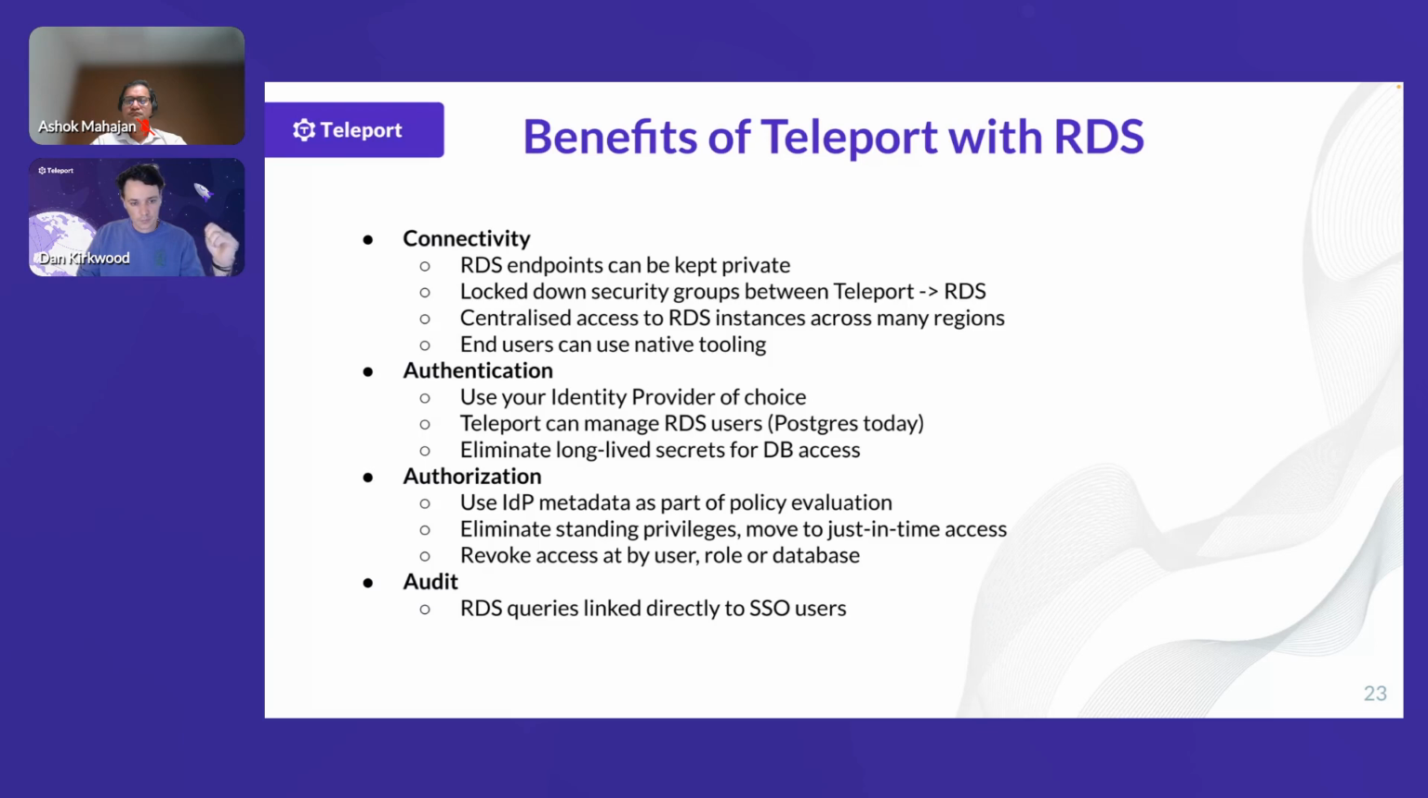For authentication, you can link a user from your identity provider of choice through to a set of database permissions very, very easily. End users don't need to be aware of authenticating first via the CLI to AWS to get a set of IAM permissions and then authenticate again through to their database. Everything is handled fairly seamlessly.